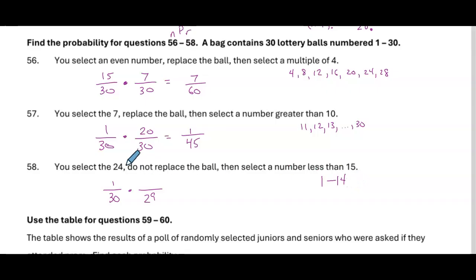And the one that I picked was not one of those 14 numbers. So I still have 14 balls in the bag that are less than 15. So that's my numerator. But let's say that I had selected the 10. And then I want to select a number less than 15. Well, then I wouldn't have 14 options because I would have already taken one of them out. So just beware of what you have available to you in the sample space. Okay, multiply those fractions and it reduces to 7/435.